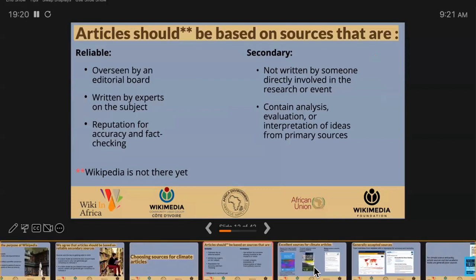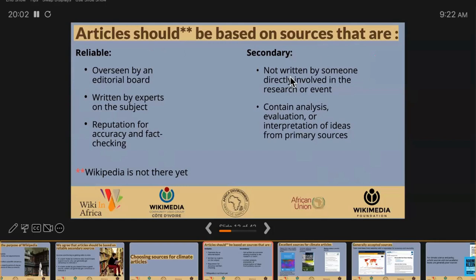So ideally, we want edited articles to be based on sources that are reliable and secondary, okay? What we're looking for is, at a minimum, some kind of editorial oversight, so being overseen by an editorial board. And being in a publication that has a reputation for accuracy and for fact checking. Okay, so we don't write articles based on tabloids. We don't write articles based on, you know, things that people said on Facebook somewhere. Okay, we keep a lot of misinformation out of Wikipedia just by having a bar for where we get our information from.